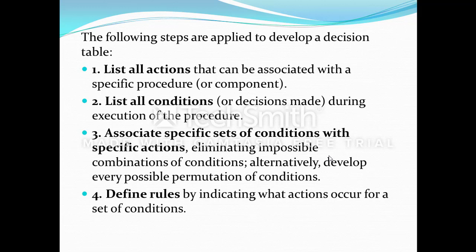Next, the third one is to specify the association of specific conditions with the specific actions, eliminating impossible combinations of conditions. So associate a specific set of conditions with specific actions. Next, the fourth one is to define rules by indicating what actions occur for a set of conditions. These are the four steps to apply on the decision tables.